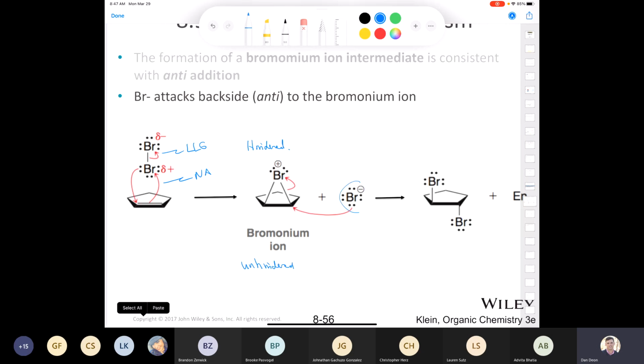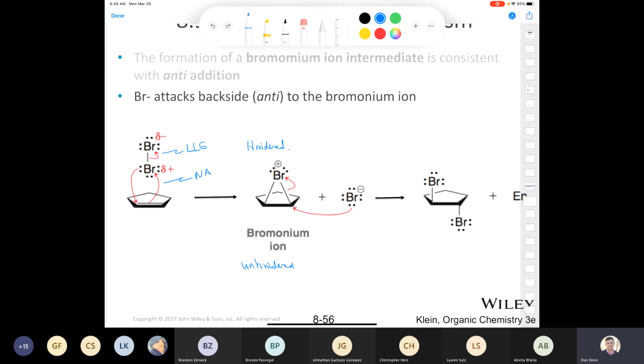And the nucleophile, which is your bromide, is going to attack from the least hindered face, and you end up with this anti-addition, which would result in a trans 1,2-dibromo. But again, anti-addition is what we call it. So you'd end up with this compound and the enantiomer.